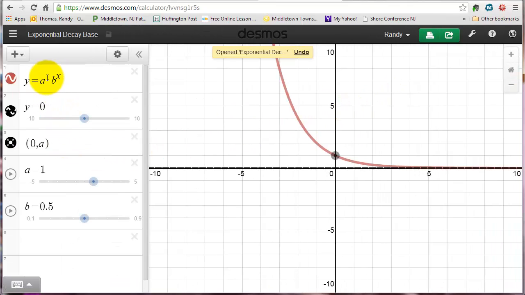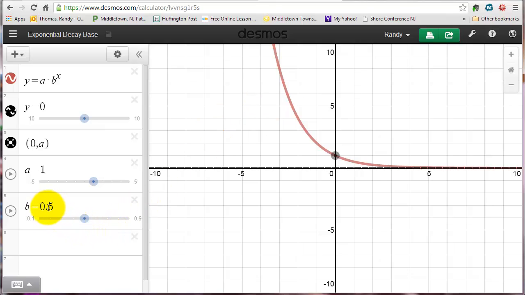So I've got our exact same model here, but I've set b initially to 0.5, which is 1/2. So you can see the graph has the same shape, but now it approaches the horizontal asymptote on the right side of the graph as x approaches positive infinity. And it has the characteristic exponential bend, the increase, on the negative side as x goes to the left.